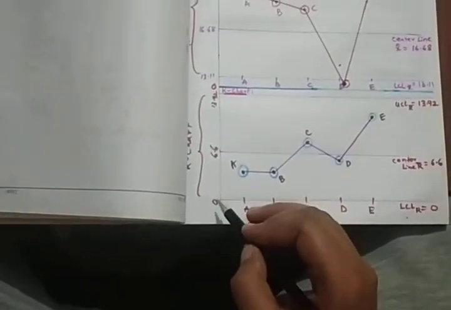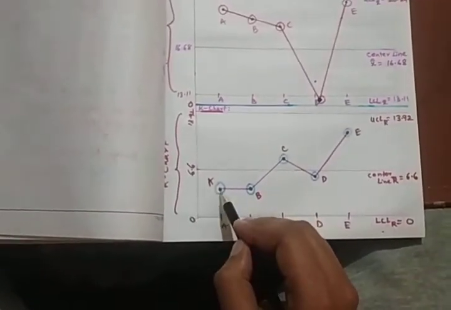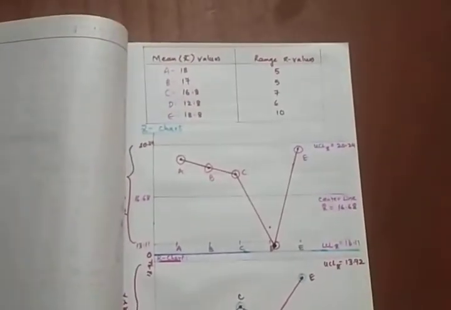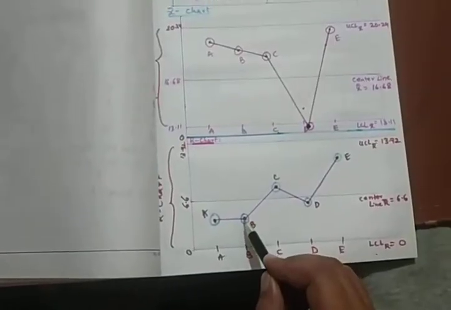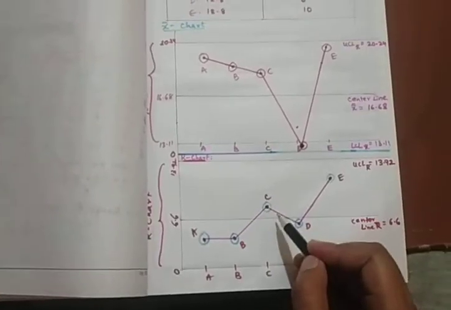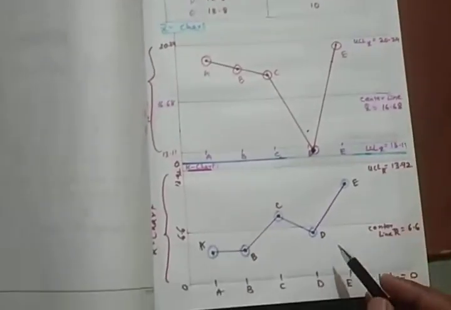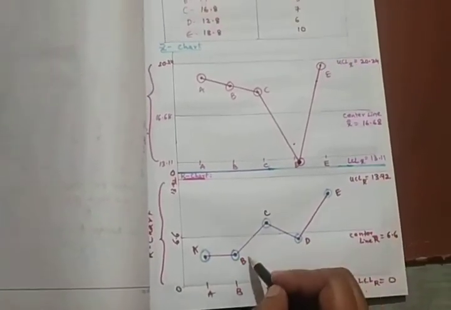The first value is 5, so where does the 5 exist here? Initially it is 0 at LCL, and 5 is something above it. Similarly the second point, B, is also 5. The C point is 7, so obviously it comes above the center line. The fourth point is 6, so 6 is somewhere here. So joining all these points you will get the R chart.